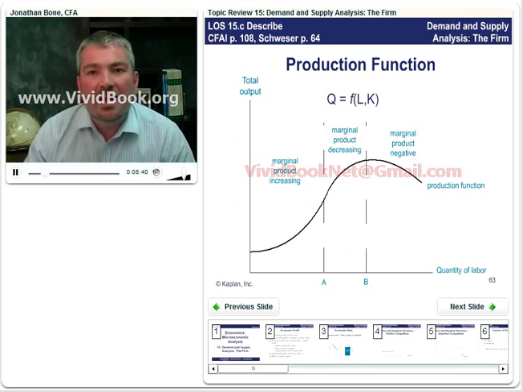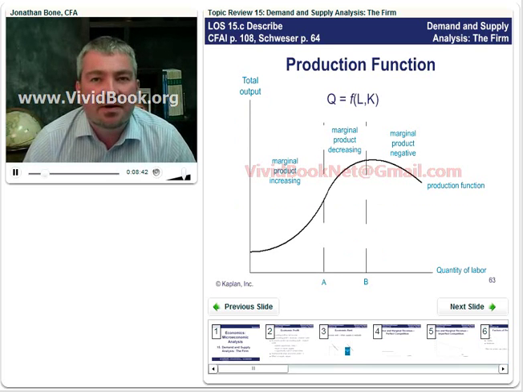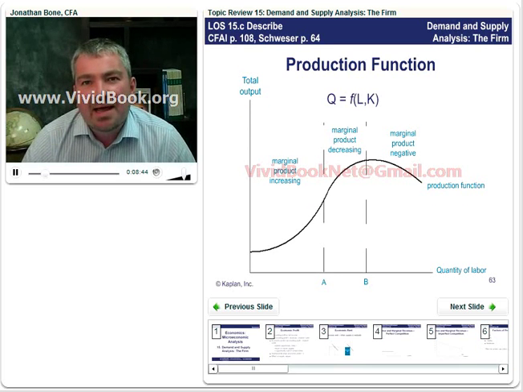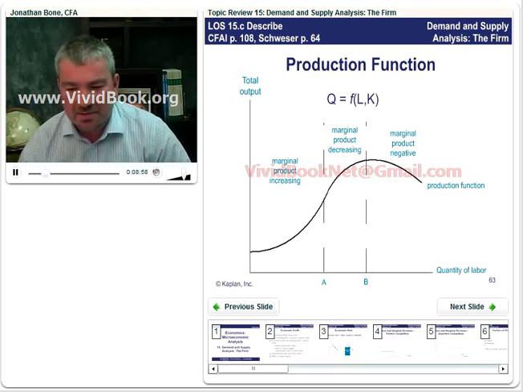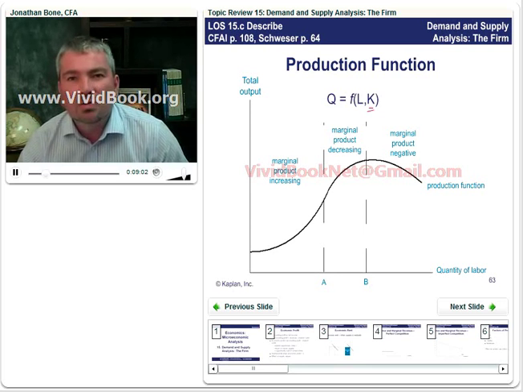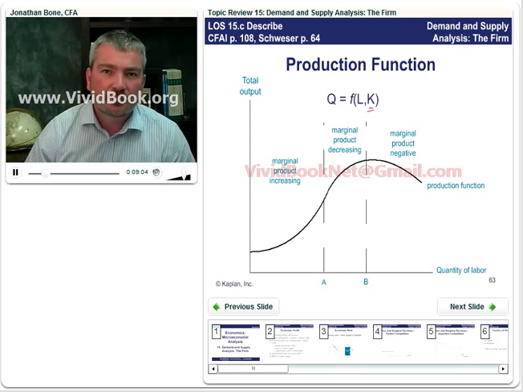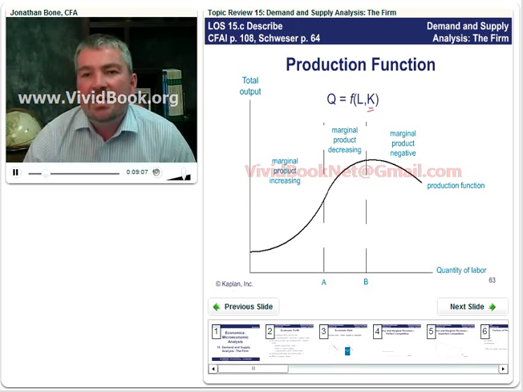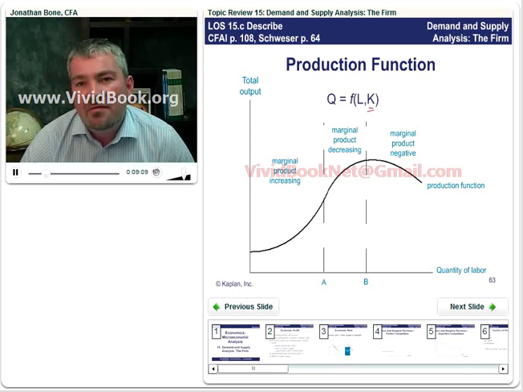Okay, so what we're looking at here is our production function. Now this production function is assuming that we're holding capital constant. If you notice, what we've got on our y-axis is total output, and what we've got on our x-axis is the quantity of labour. So we're holding our capital constant over time in this particular diagram. So notice what we're really seeing in this diagram: we're seeing how output varies as the quantity of labour changes.